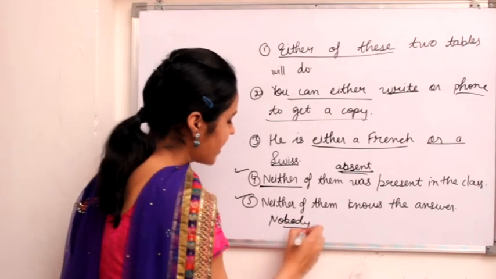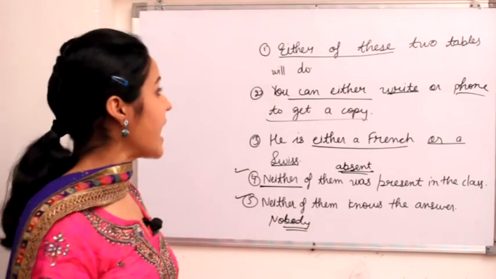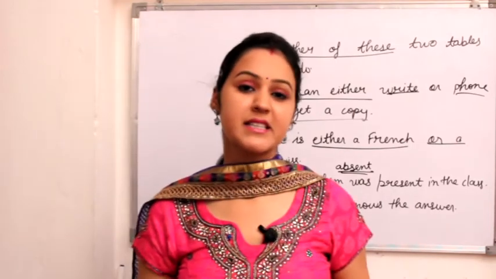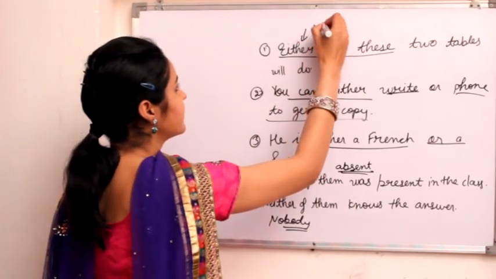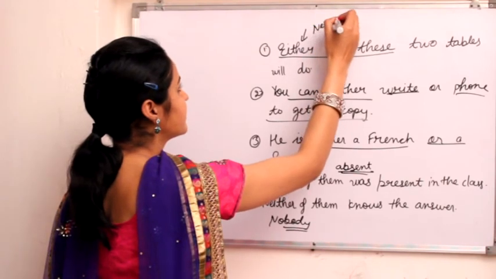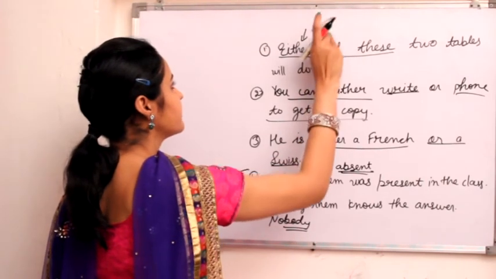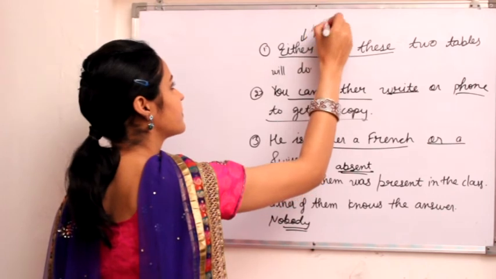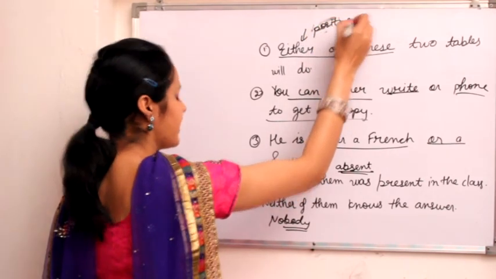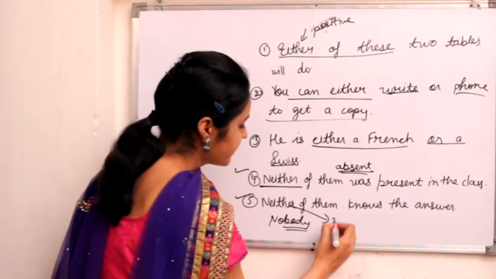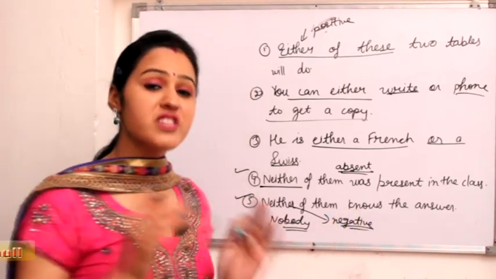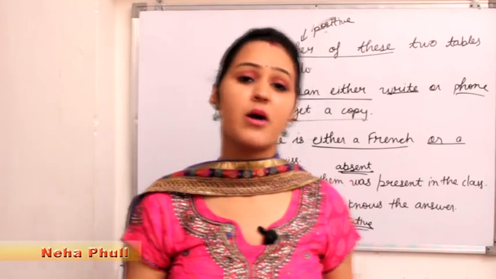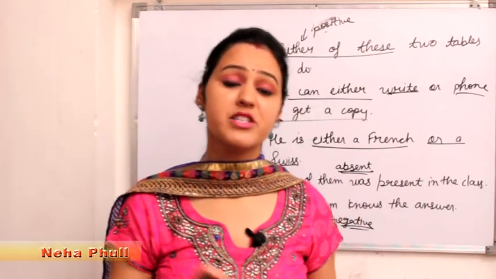So at the last I repeat, either is used in positive and neither is used in negative. So just remember that when you're talking about either and neither, it must be in positive and negative situations.